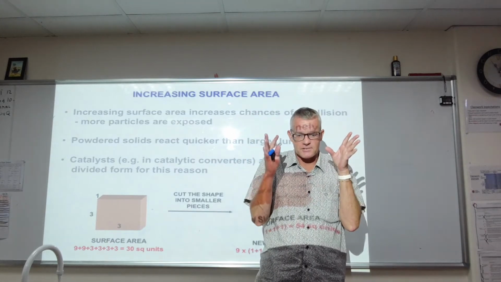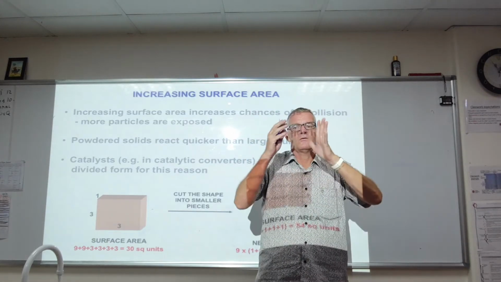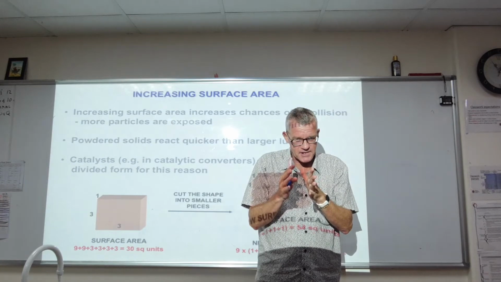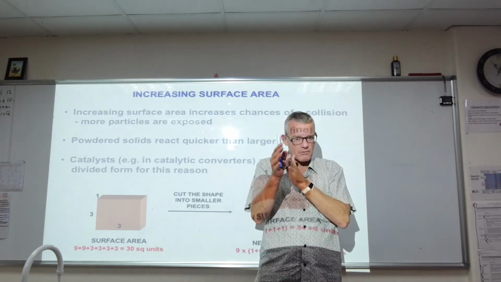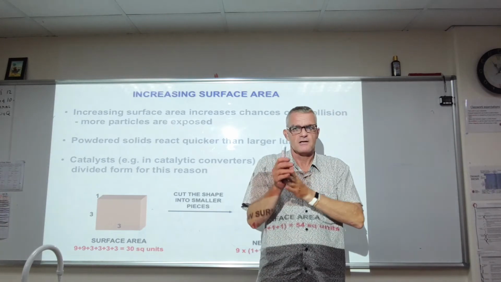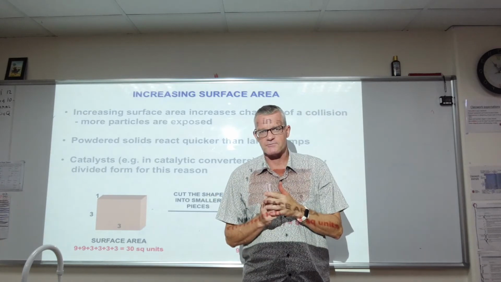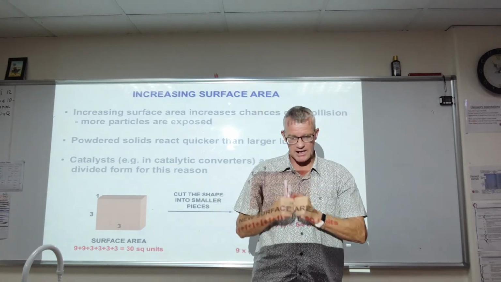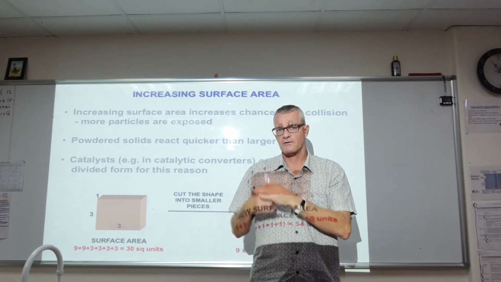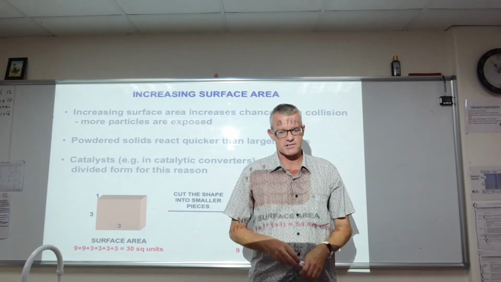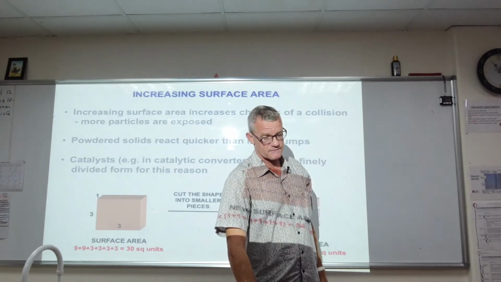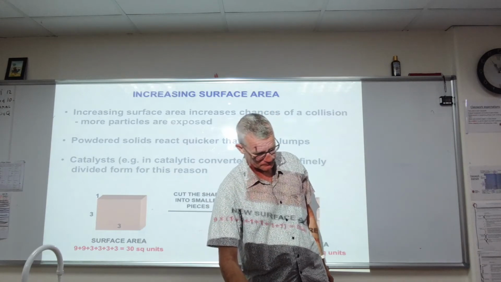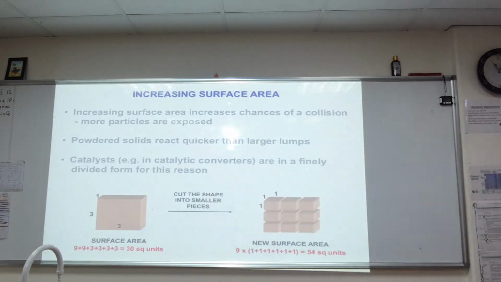Now, think about this. When we increase the surface area, the particles make more contact with each other, so more particles will bounce against each other and make collisions. So, in order to increase the rate of the reaction, you can increase the surface area. Okay? Make a note, please.